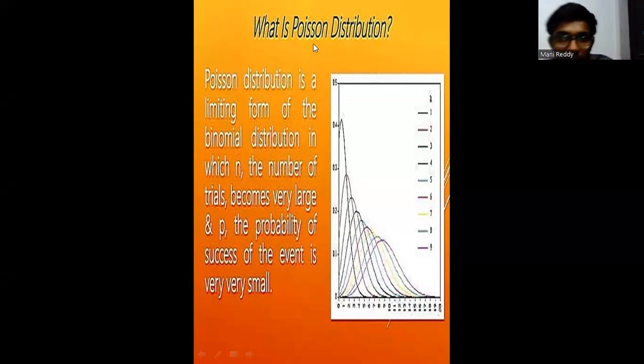What is Poisson distribution? Poisson distribution is a limiting form of the binomial distribution in which n, the number of trials, becomes very large, and p, the probability of success of an event, is very, very small. Okay, you have understood that: it's a binomial distribution in which the number of cases becomes very large and the probability of success of an event is very, very small.